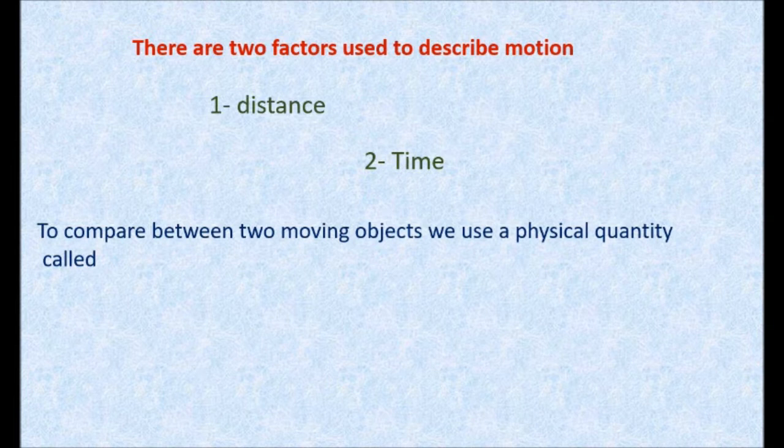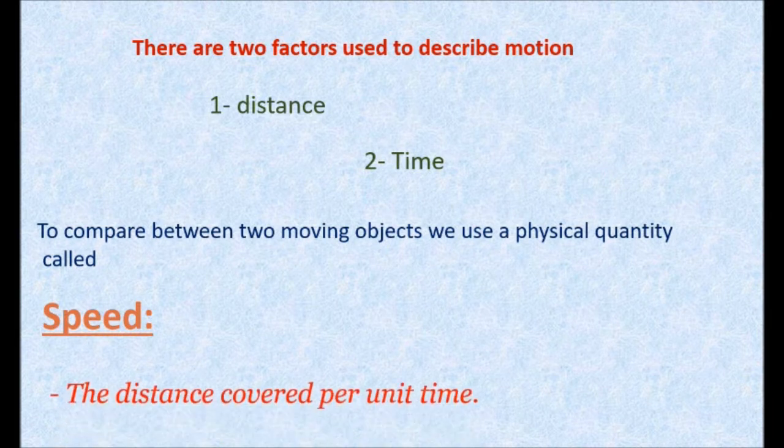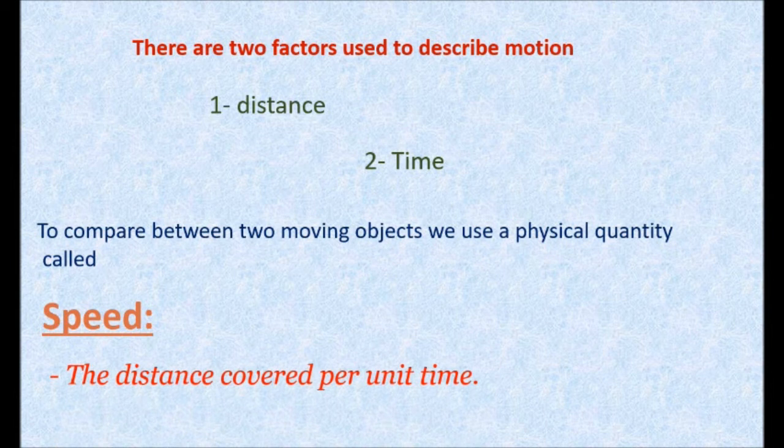So, to compare between two moving objects, we use speed. We said that the car is faster than the bicycle. Why? Because the car covers a longer distance, or a larger distance, in a short time. Or, in other words, we will say that the bicycle covers a small distance in a long time when we compare it to the car. So the speed is the distance covered per unit time. This was the definition of speed.